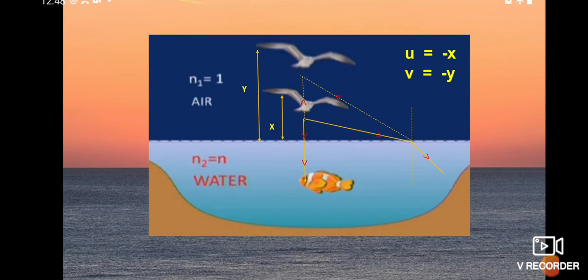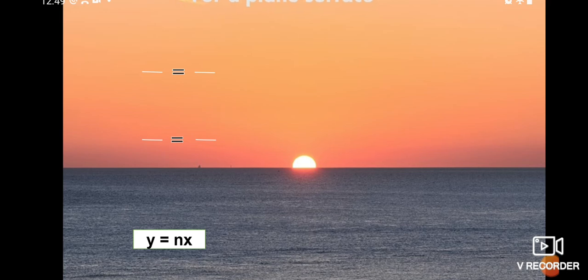So the actual position of the bird is not in the correct position. Further means it is long. Okay, so the actual position is very small compared to the virtual image. That is n1 is equal to 1, n2 is equal to n. So here we are measuring in the opposite direction. That's why u is taken as minus x and v is taken as minus y. By substituting these values in the curved surface formula, we get the answer.